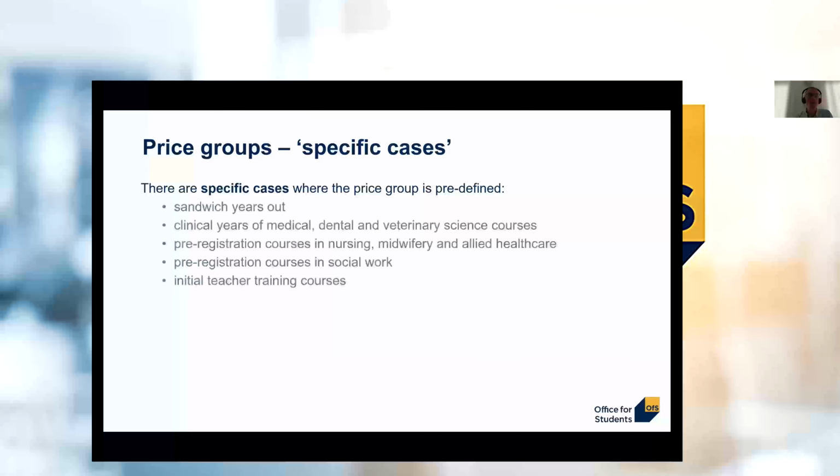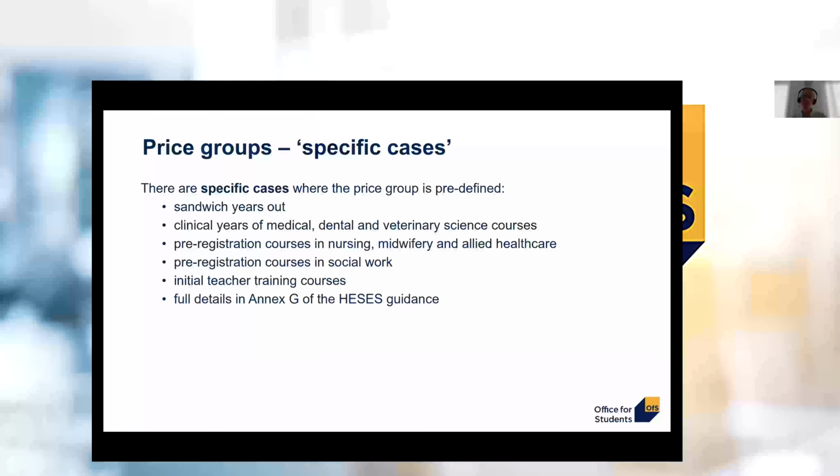Here are the specific cases where certain price group allocations are predefined. So these are sandwich years out. We've got the clinical years of medical, dental, and veterinary science courses, certain pre-registration courses in nursing, midwifery, and allied healthcare, and social work, and initial teacher training. Full details, again, in Annex G of the guidance.